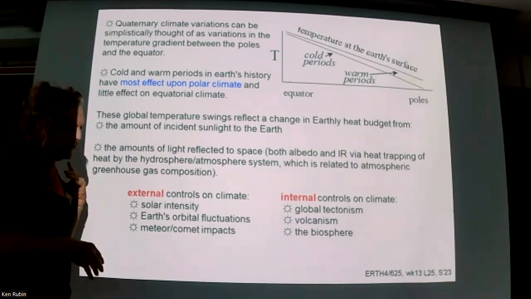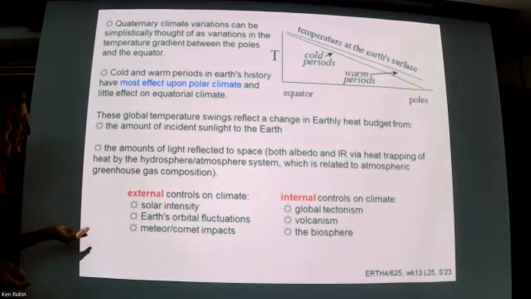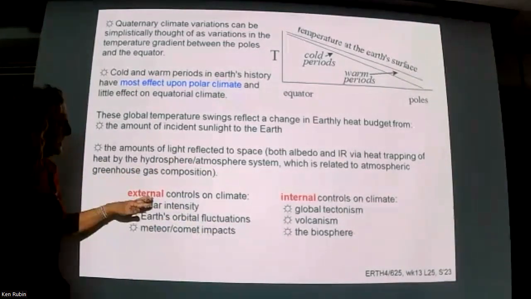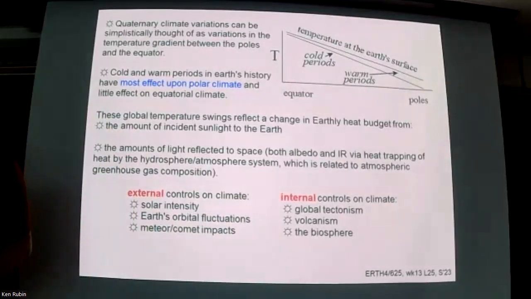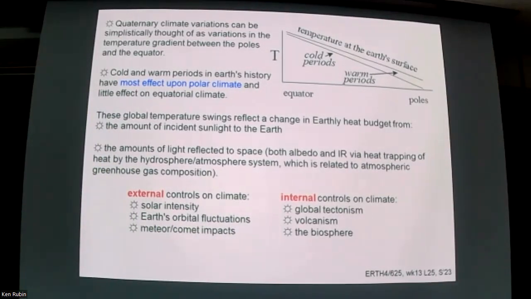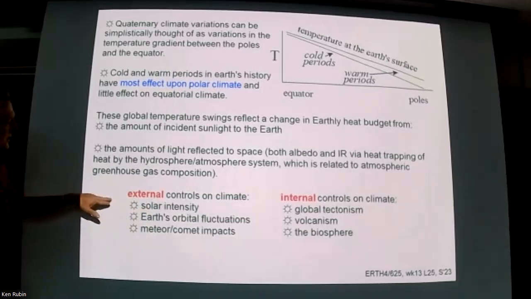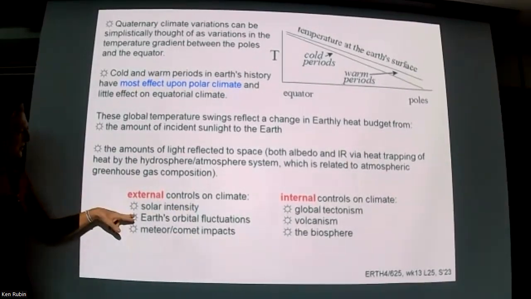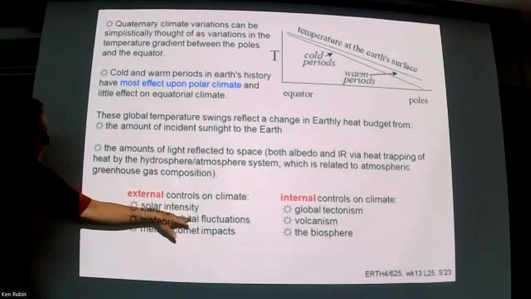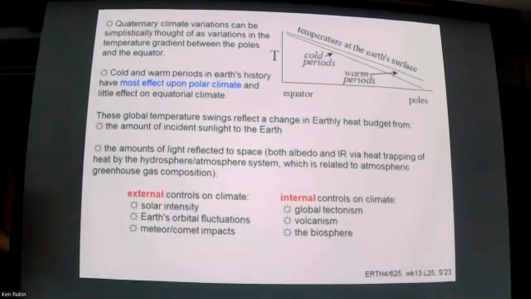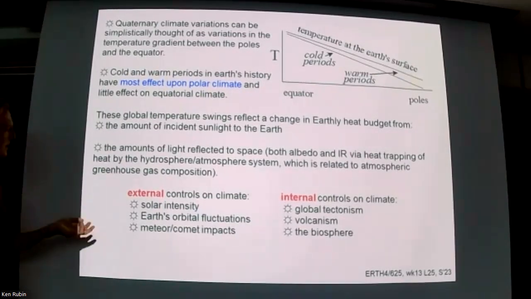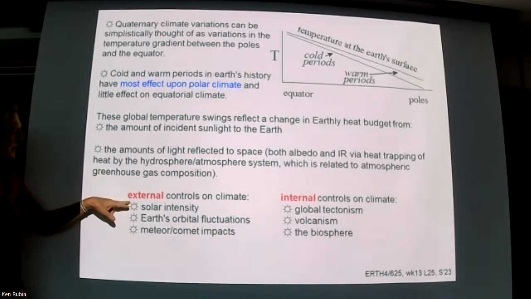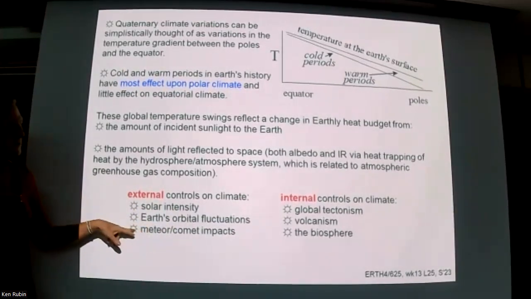And when we look at those records of how things have varied into the past, we can ask ourselves, well, what kinds of things control climate on the Earth? And this is just a list of the sort of six top things, right? Some of these things are controlled externally to the Earth. The solar intensity, which has to do with how we orbit the sun, Earth's orbital fluctuations. This one's how we orbit the sun, I should say. Solar intensity is just the sun itself, sunspot cycle, and other longer term variations in radiance that comes from the sun to the Earth. And then meteor and comet impact, which are external.